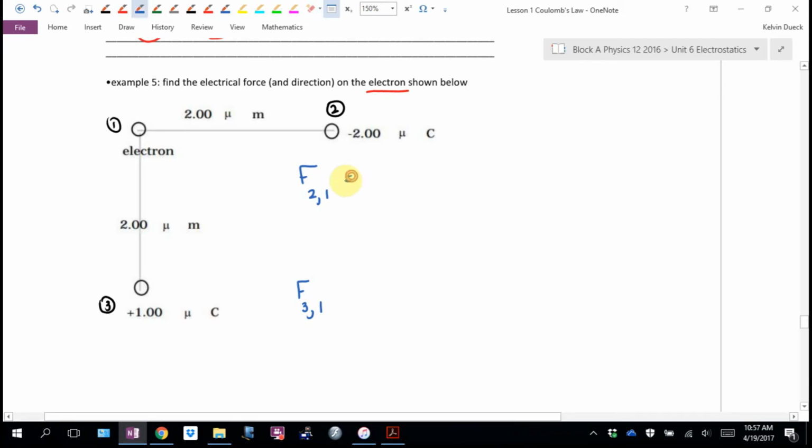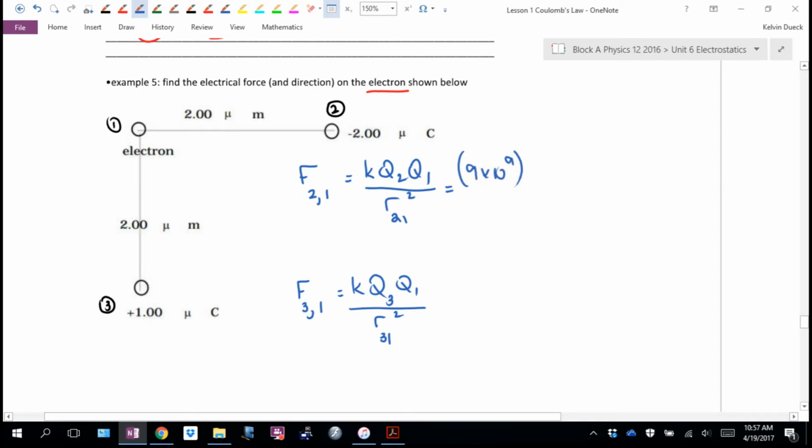How do I find forces? It's going to be K, Q2, Q1 over R between 2 and 1 squared. By the way, you could also write 1, 2 and 1 and 2 because when you're multiplying, the order doesn't matter. And it's going to be K, Q3, Q1 over the distance between location 3 and 1 squared. K is 9 times 10 to the 9th. That's on your formula sheet, but that one you'll probably memorize because it's a lovely constant.